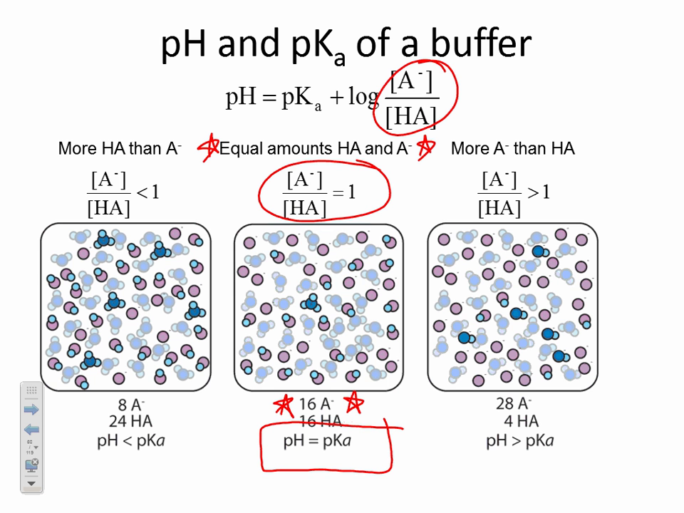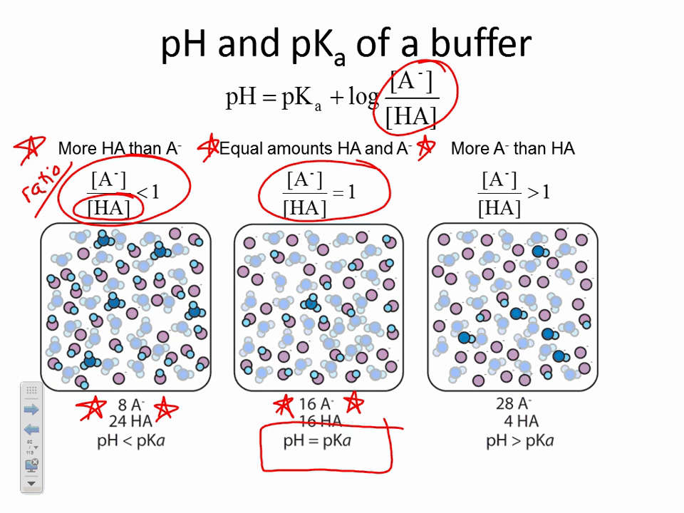Well, what if you don't have that, which is honestly probably going to be more often the case? So let's look over here. What if you have more of the weak acid in solution than you do the conjugate base? So what if you have 24 HAs and only 8 A minuses? Well, that's going to mean that this fraction, this ratio, is going to be less than 1 because we have a larger denominator.